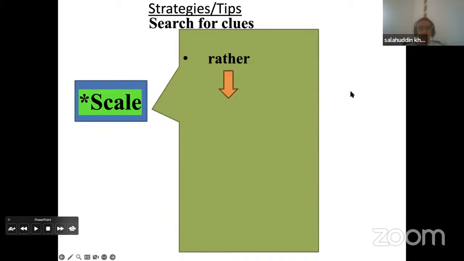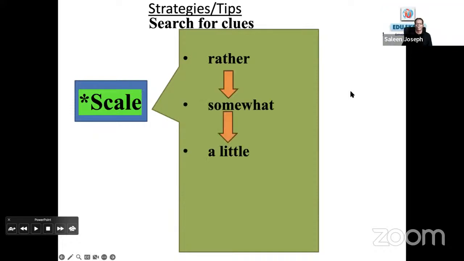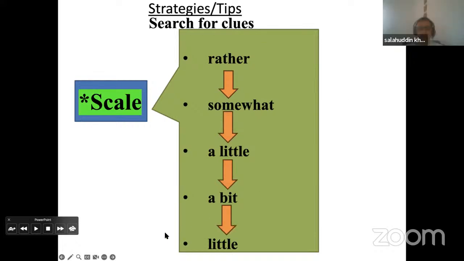Definitely. Rather, somewhat, a little, a bit. What is the last one? Little. Little means nothing. Nil. Zero. Nothing. There is little water in the well means nil, there is no water at all. It is dry. Okay, that's the extreme end.